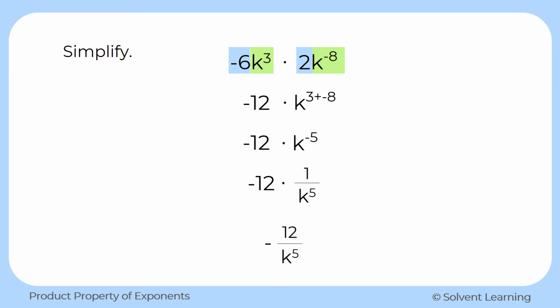And you could keep the negative sign with the 12 as part of the numerator. That will be fine. Or you could just put the negative sign in front of the whole fraction like you see here. Either way, it still represents the same value. It still shows that we have a negative fraction. So there's our final answer: negative 12 over k to the 5th power.